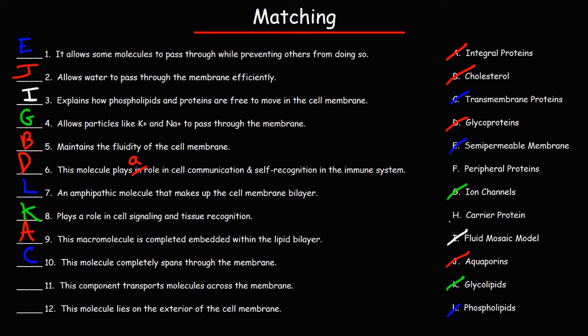So that's going to be the carrier protein. That's H. And 12, this molecule lies on the exterior of the cell membrane, which is F, the peripheral proteins. Surface proteins also lie on the exterior of the cell membrane. But the peripheral proteins, part of it is inside the membrane and part of it is outside of the membrane. But it doesn't span completely through the membrane.